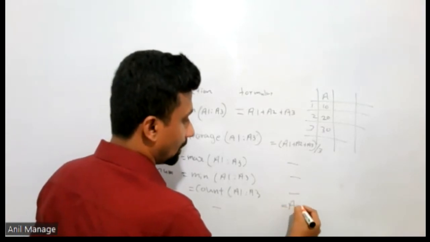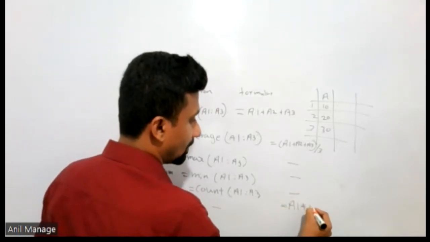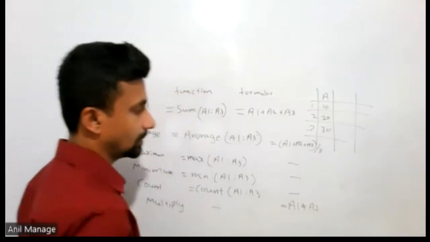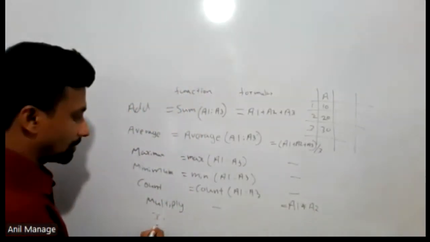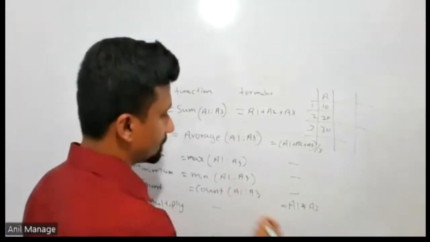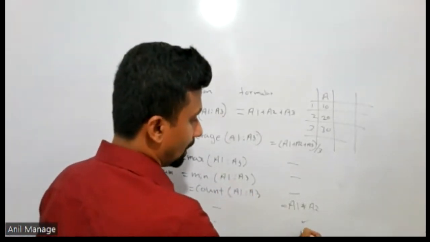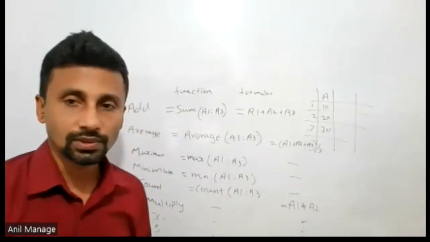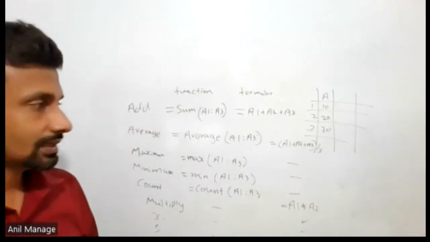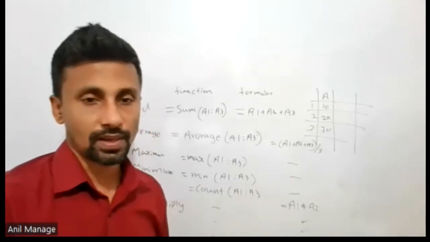We'll try to multiply A1 by A2. That's possible. Division and subtraction also, you don't have functions, but you have formulas like this way, A1 divided by A2, A1 minus A2. That is possible, right? So this is the basic thing that you will be getting questions from in this part, right?